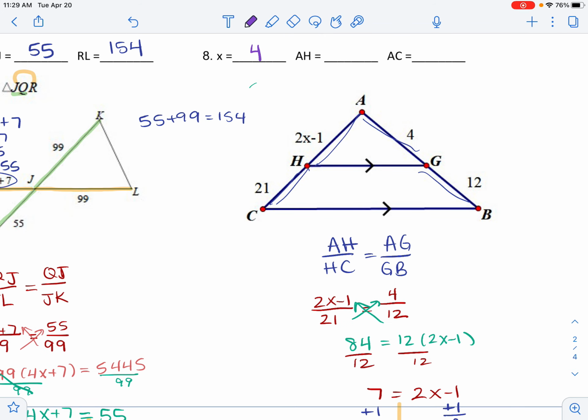So x is 4. How can I find AH now? Well, AH is this line represented by this expression. I'm just going to plug in what we found for x. So 2 times 4 minus 1. 2 times 4 is 8, minus 1 is 7. Now to find AC, again, this is an example asking for a total distance. So I want this total distance A to C, and I'm just going to add the pieces. So AH is 7, HC is 21, 7 plus 21 is 28.